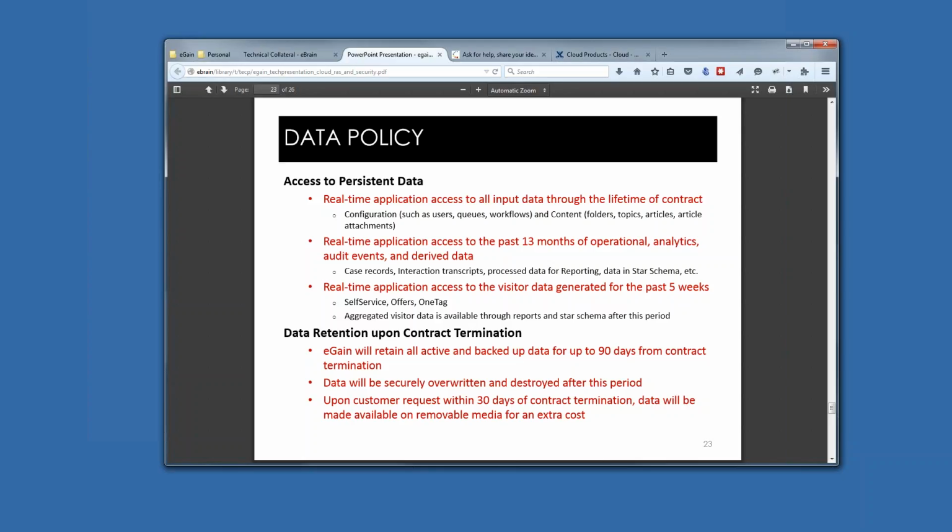So the reason this has come up a lot is because in some instances, this middle option here, this 13 months of data, does not necessarily meet the customer's needs. And in general, those customers fall into 2 categories.